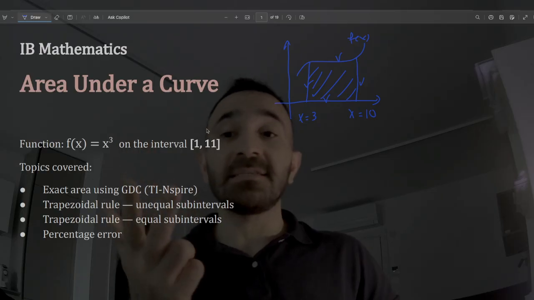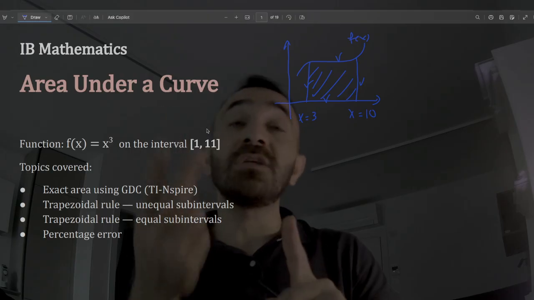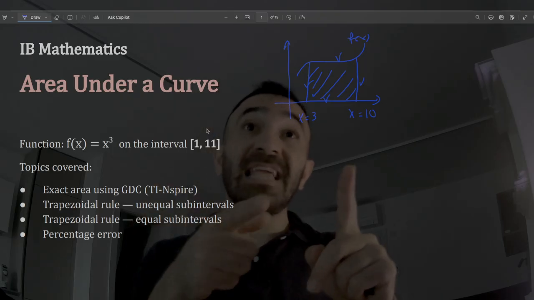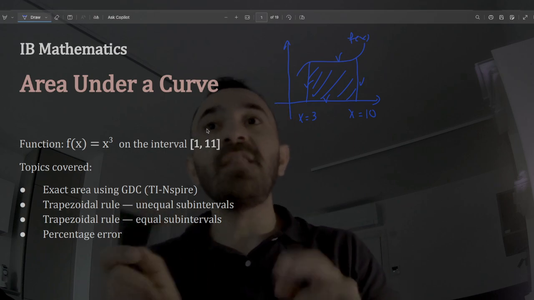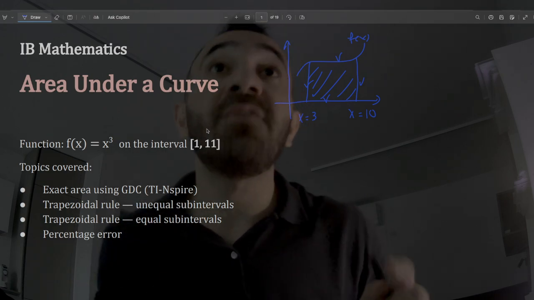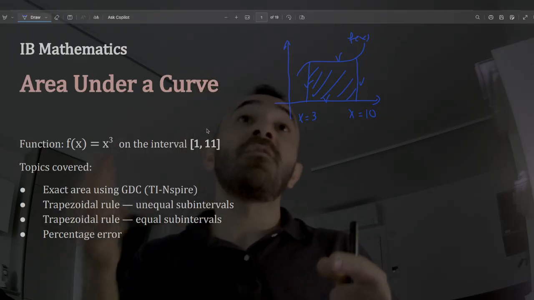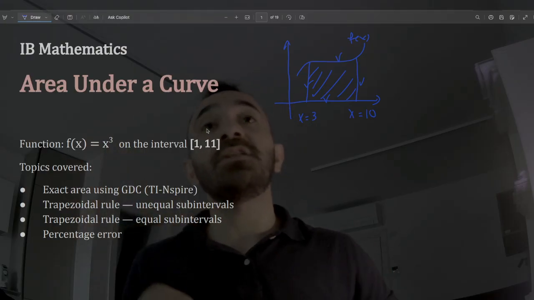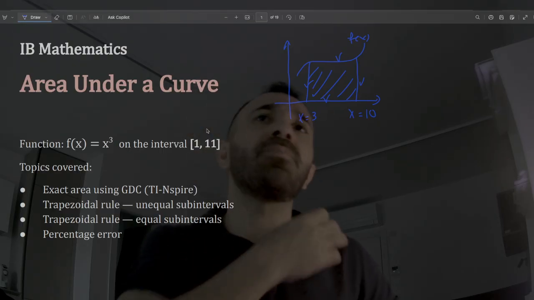There are three different cases. Case number one, we're going to find the exact area with the calculator. I'm going to tell you two ways to do it. Then I want to tell you how to find the approximated area using the trapezoidal rule with unequal subintervals. And we're going to do the same question, this time with equal subintervals, for the third case. In both cases, I'm going to find percentage error as well. I think it's going to be a good question to practice.